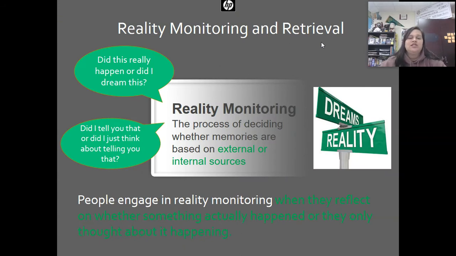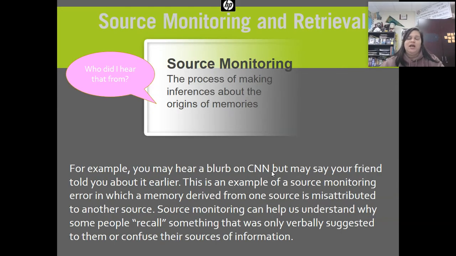Sometimes the process is difficult because you have to try to figure out, did this really happen or was this a false memory? In reality monitoring, you're trying to decide whether memories are based on external or internal sources. Did this really happen or did I dream this? Did I tell you that or did I just think about telling you that? So when you're engaging in reality monitoring, you're trying to reflect on whether something actually happened or whether you only thought about it happening. As if memory is not confusing enough, you're trying to remember, is this a real memory or just a random thought that I had?